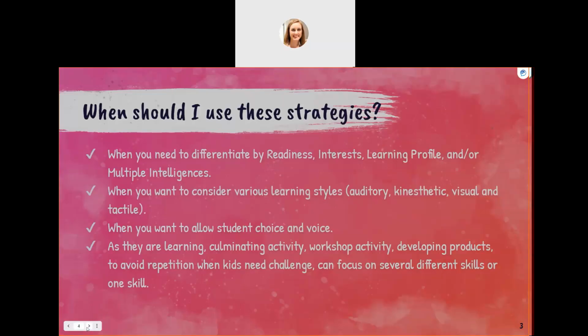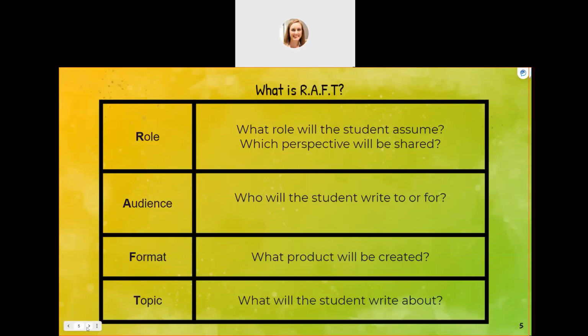We'll start talking about RAFTs first. A RAFT stands for Role, Audience, Format, and Topic. And it's a way to present a writing activity to students where they have some choice in their product and how they will format the activity. So RAFTs offer students variety in relevant and engaging choices.